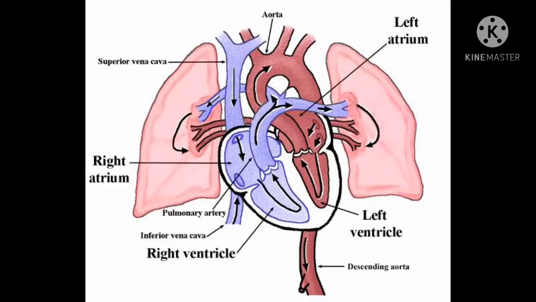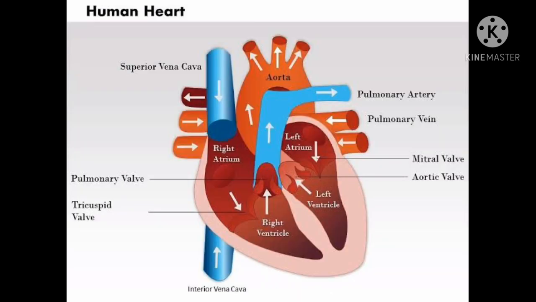Now see, this is the structure. You can see the blue and red part, and the veins which are attached to our lungs. So that blue part is nothing but what? The deoxygenated blood. Okay, that is deoxygenated blood, and red is nothing but what? Oxygenated blood.